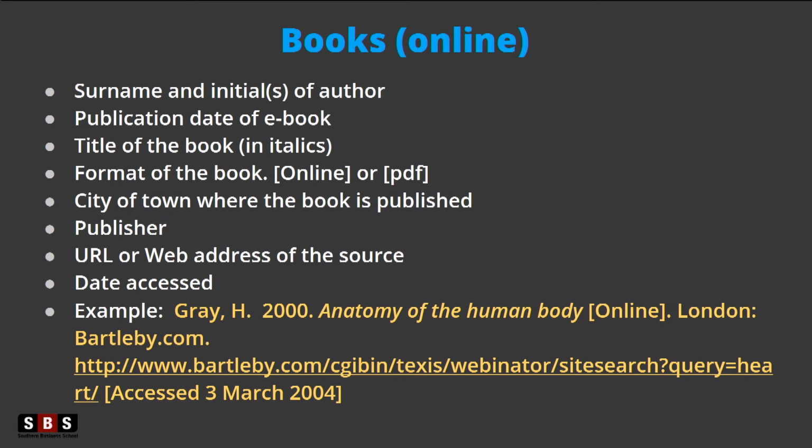Let us have a look at the example here. You will have your author, followed by the year, the title of your book, and then in square brackets you indicate it is available online, publisher, publishing company, and then you will have your URL. And in square brackets, you have the date on which it was accessed.